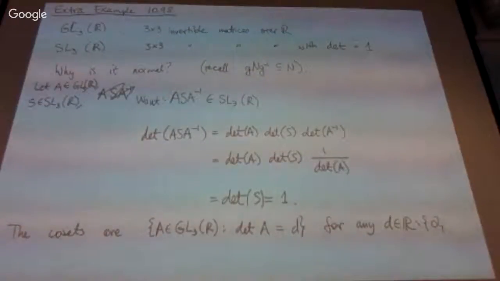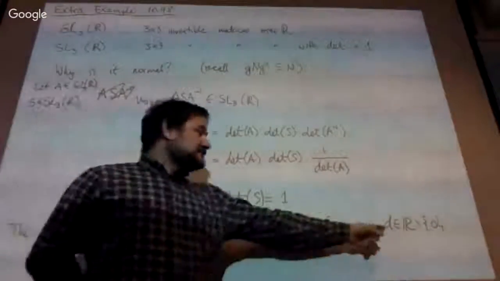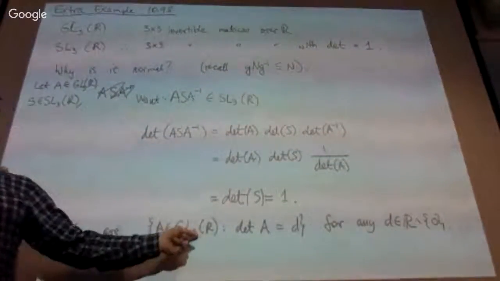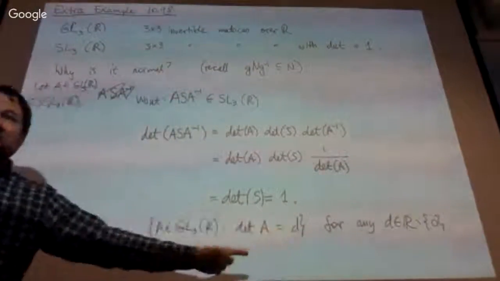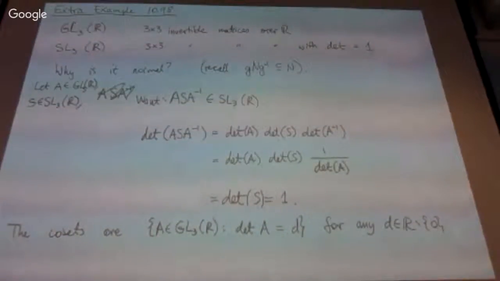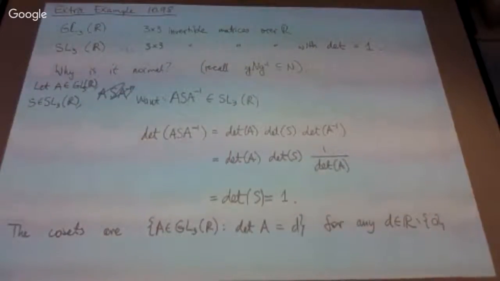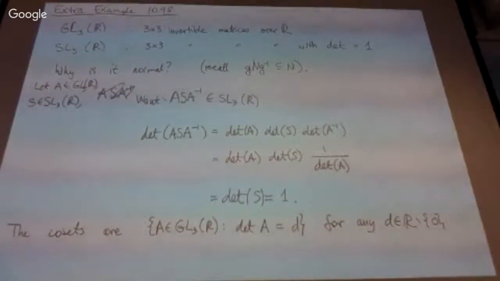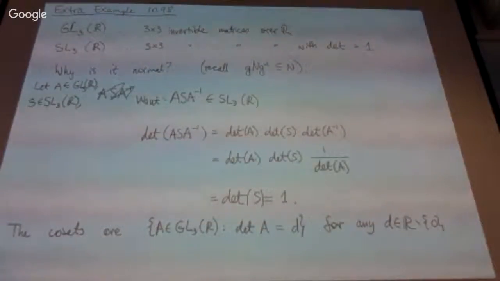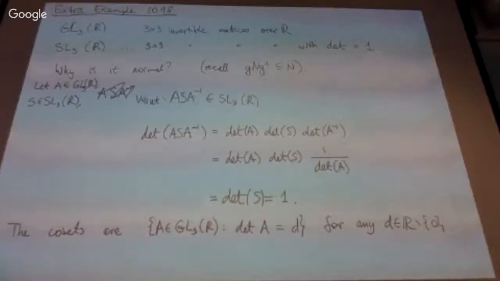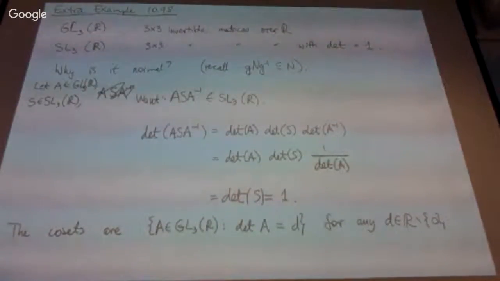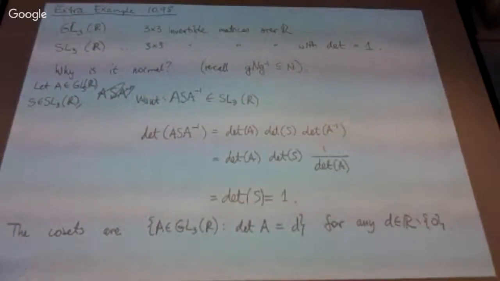Well, the cosets are fixed, the real number t, non-zero. You look at all the matrices that have this fixed value of the determinant, and that's a coset. Now, what happens when you multiply two cosets? You get another coset. And the determinant is going to be the product of the determinants.